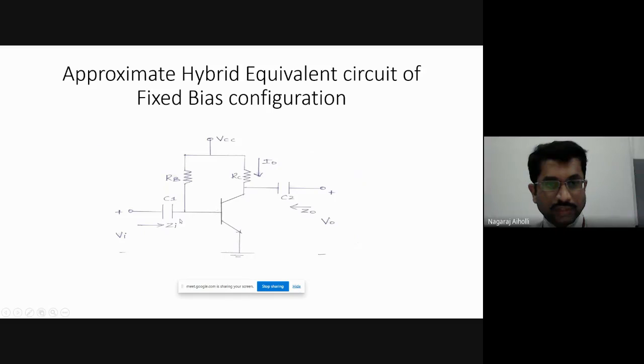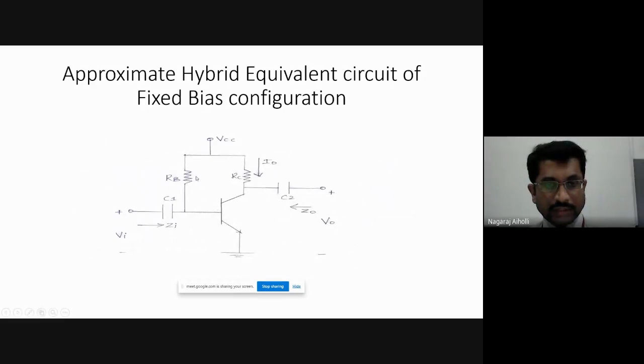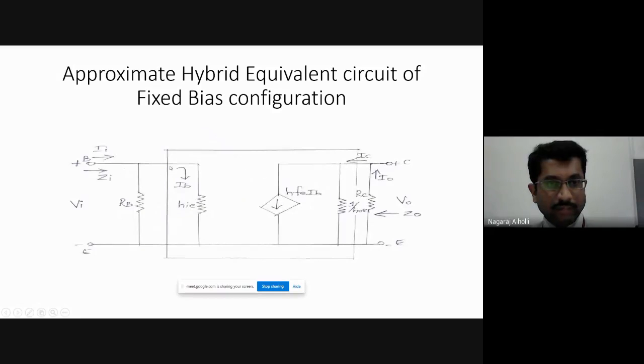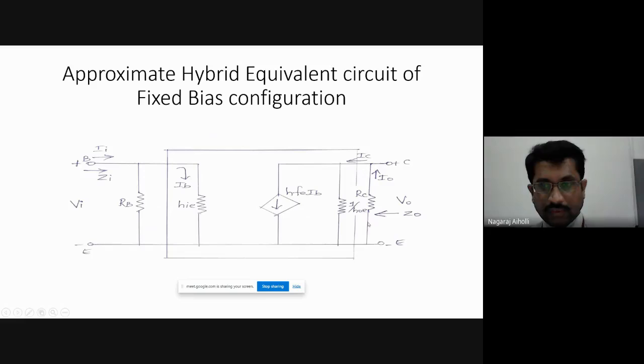So here this is RB. VCC is connected to ground for AC analysis, so RB comes in between base and ground. Then the HIE parameter, that is beta RE, comes here for the emitter base junction, between base and emitter. Then the collector resistance RC is present between collector and ground, since VCC is 0. So RC resistance is present between collector and ground.